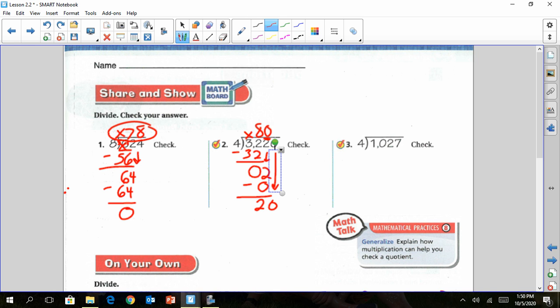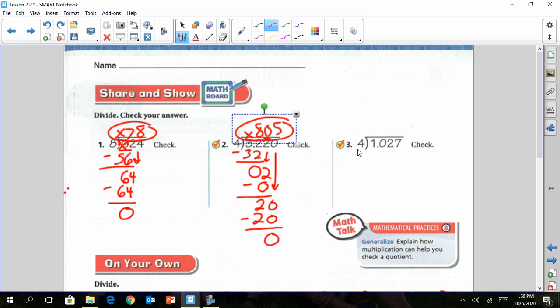4 now goes into 20 5 times, because 4 times 5 is 20. When I subtract, I get a remainder of 0. 805 is our answer. And again, if we wanted to check, we would take 805 and multiply it by 4, and we would get 3,220 as our answer.